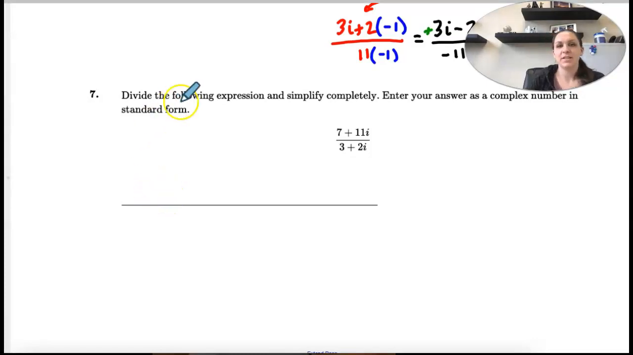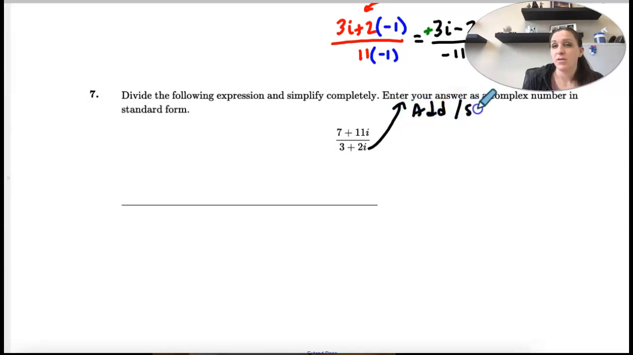Number 7, divide the following expression and simplify completely. Enter your answer as a complex number in standard form. So again, our problem here is we have an i on the denominator. So no i's on the denominator. But when we look at the denominator, we're adding.